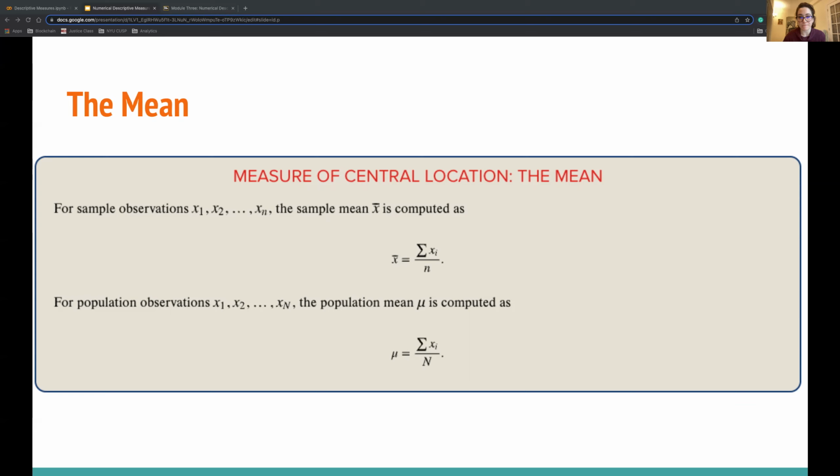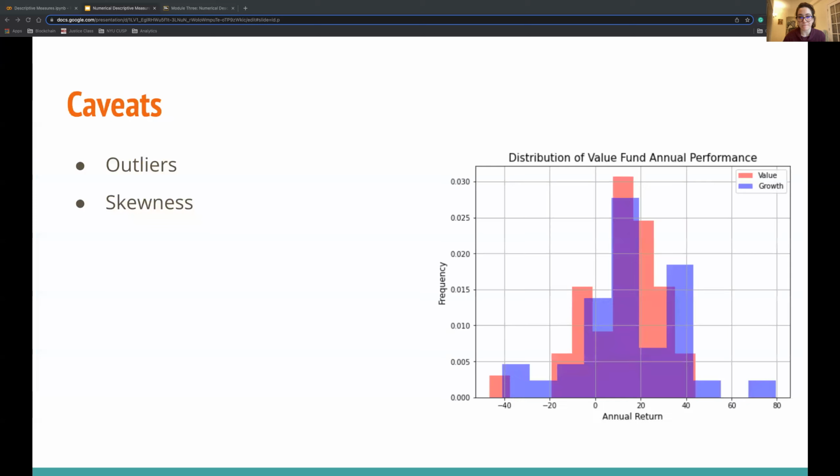So let's think back to our example about the mutual funds. What if we consider the dip in 2008, where the value was around negative 40% annual return?